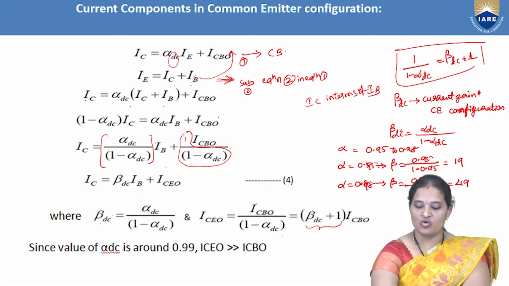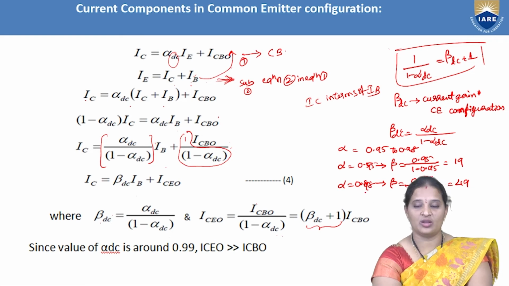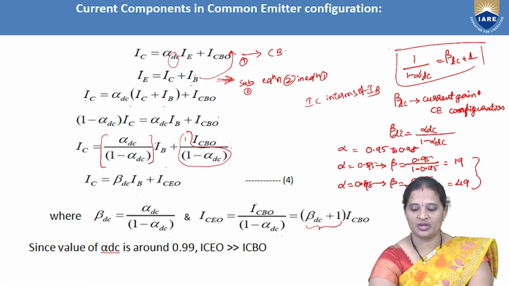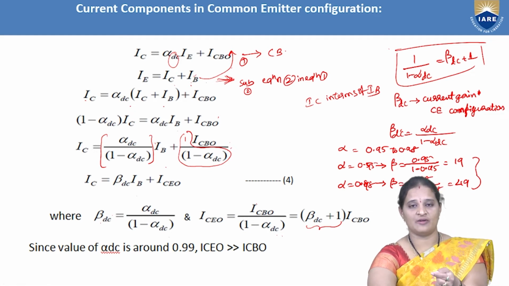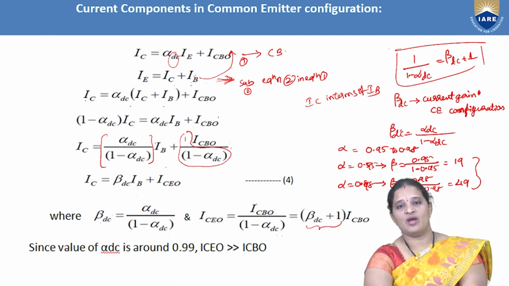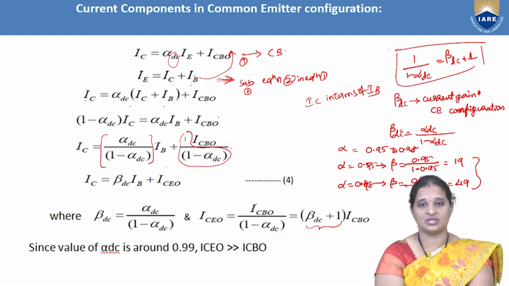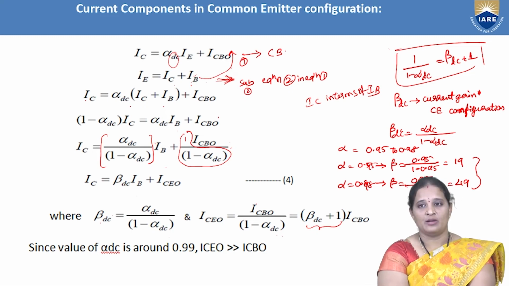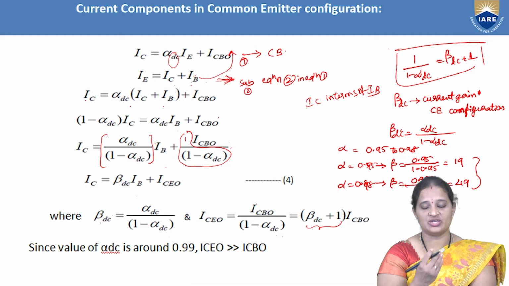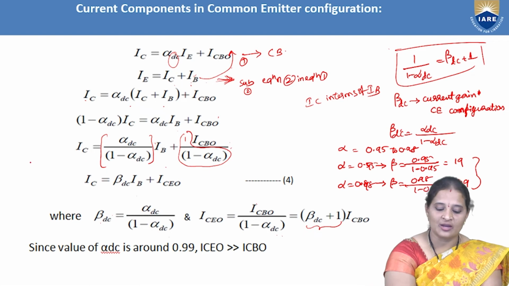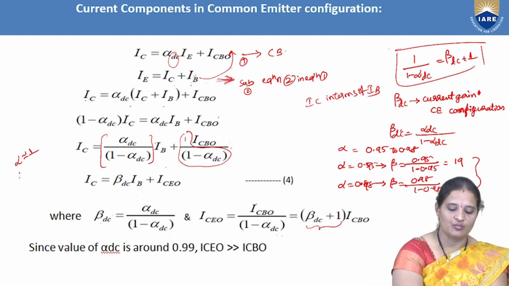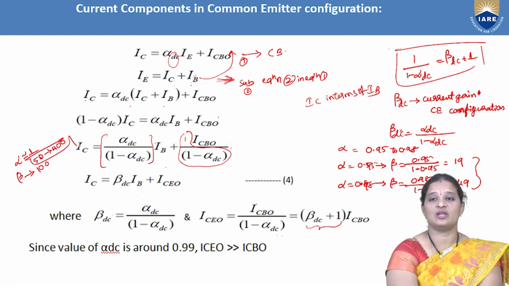So for a small variation in alpha from 0.95 to 0.98, what variation can you observe? 19 to 49. That means for a small variation in the value of alpha, we can have a large change in the value of beta. That means alpha has a large significance on beta. Here alpha is approximately equal to 1, where beta is of the order of 100. It always ranges from 50 to some 400. So this is the range of beta.